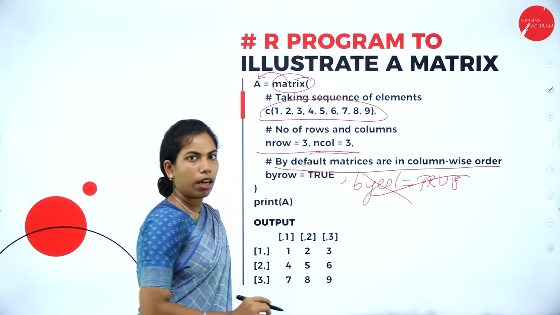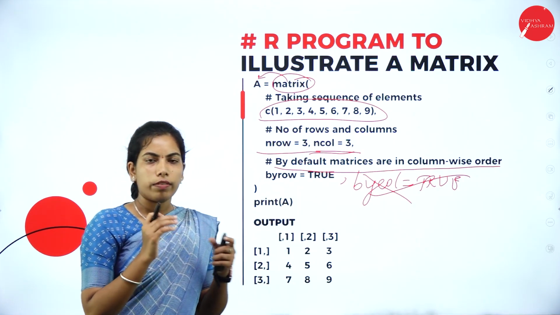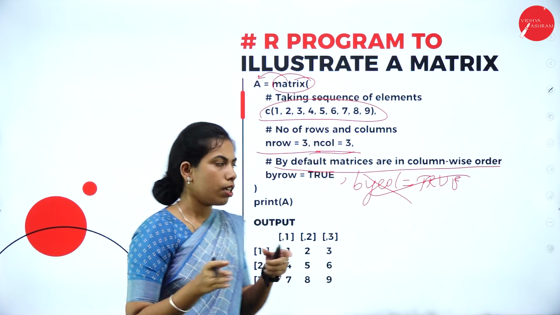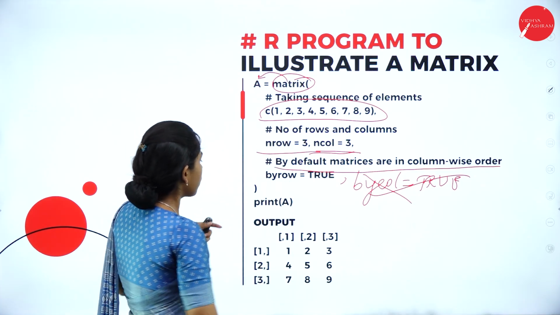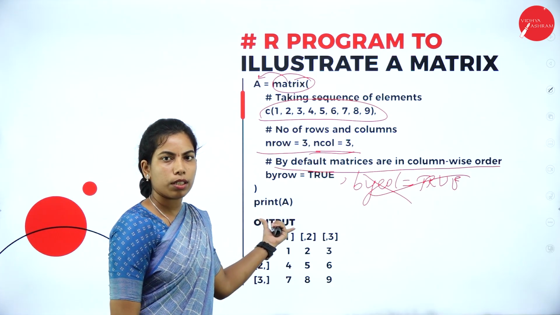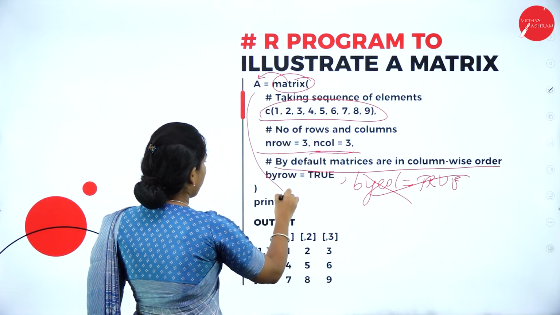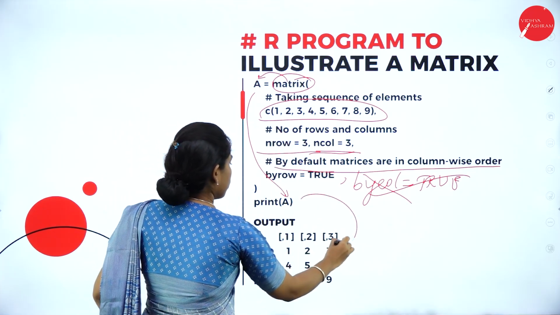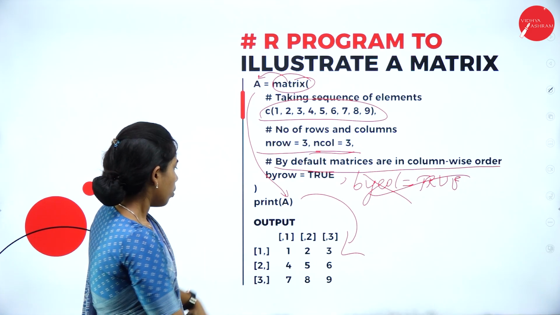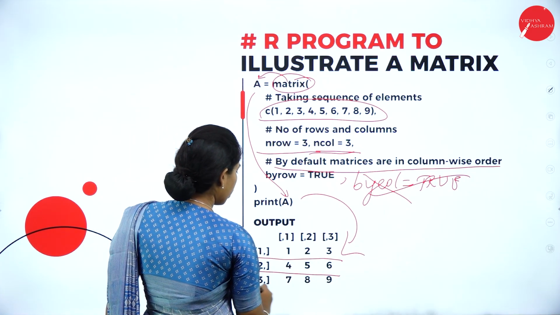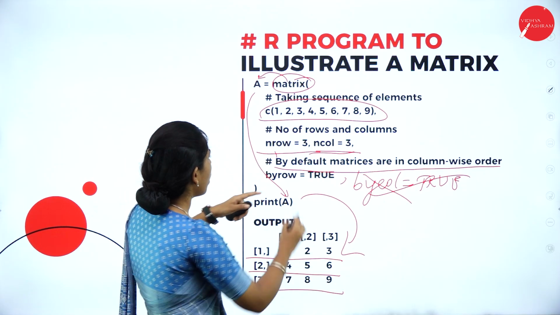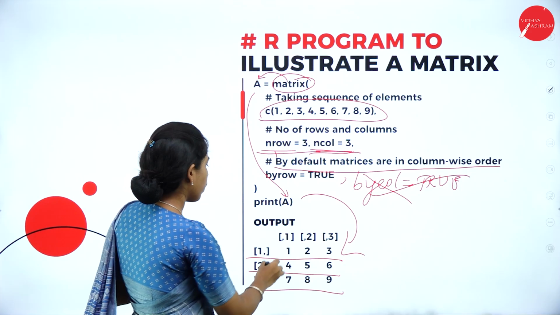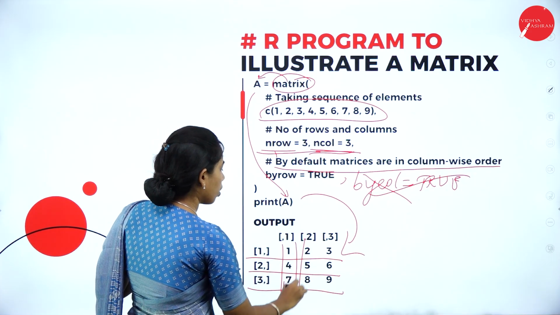No need this. Got it? By row equal to true means the elements should be filled up row-wise, not column-wise. Got it? So when I close this matrix, call the function print and assign the variable. Variable A contains the matrix element. Here you can see the data is organized in first row, second row, third row, because I already gave nrow equal to 3 and ncol equal to 3, that is 3 columns and 3 rows, right?